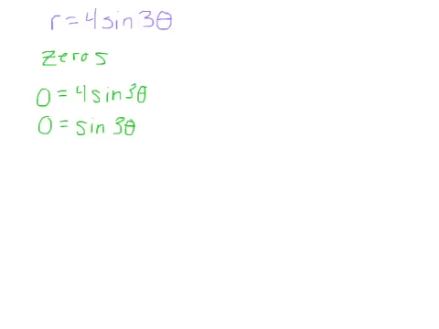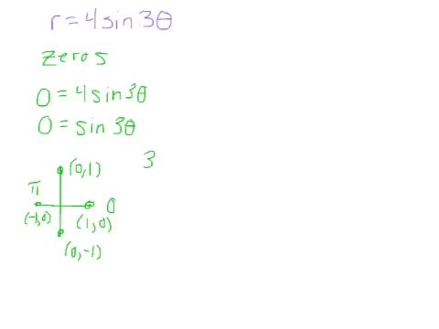Okay, to find the zeros for 4 sine 3 theta, we want to first set it equal to 0. So we just end up getting 0 equals sine 3 theta. So we want to figure out, where does sine equal 0? So we make our unit circle. We can see that sine equals 0 at 0 and pi. But we need to write that in general form.